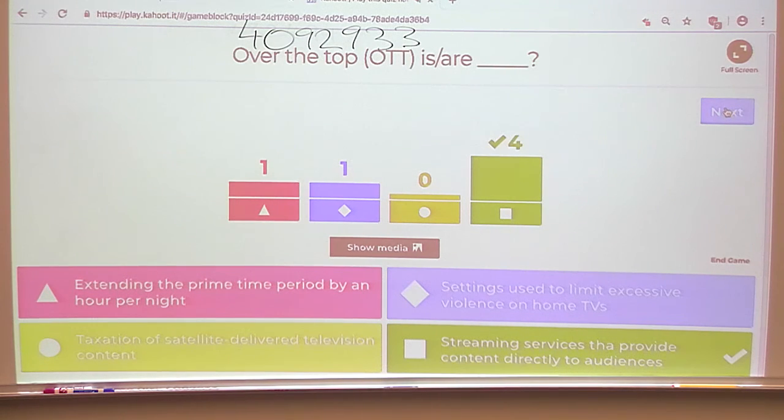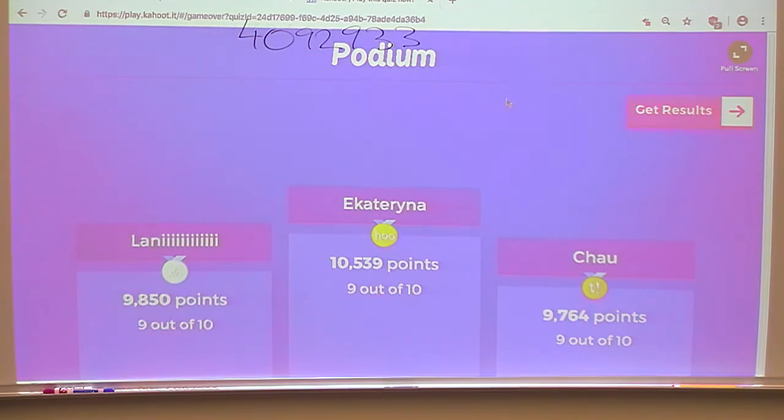Excellent. So remember, OTT, over the top of what? It's over the top of the cable set-top box. So in other words, it's an internet connection that bypasses cable television altogether and plugs into your television, giving you access to Roku, Netflix, Sling TV, all of those streaming services. All right, good job on the podium.